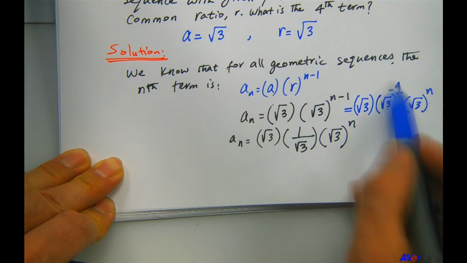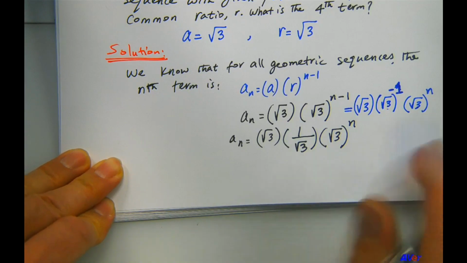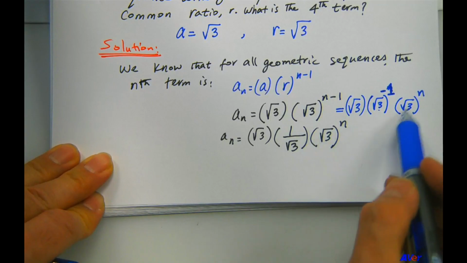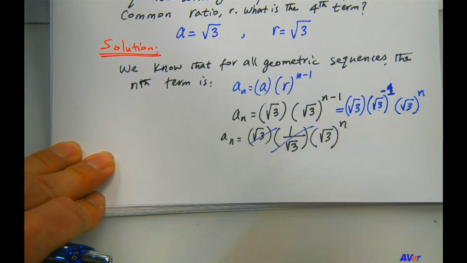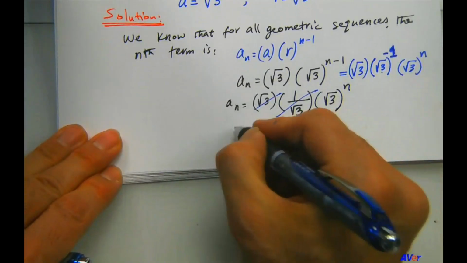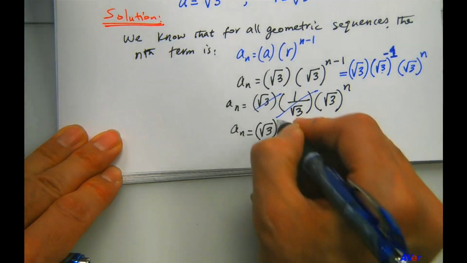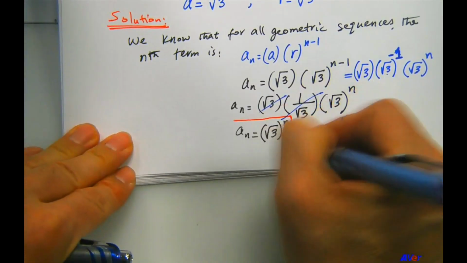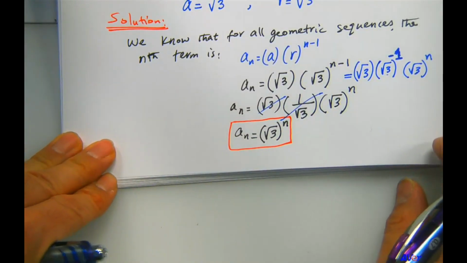Then this middle one is just 1 over square root of 3. And square root of 3 to the n power is that. So now this and this will cancel. We end up with an is equal to square root of 3 to the n power. So that is the final nth term formula for this problem.